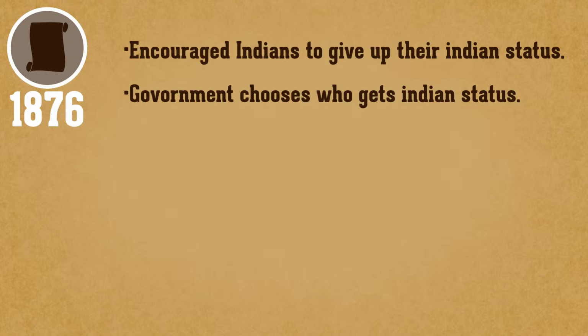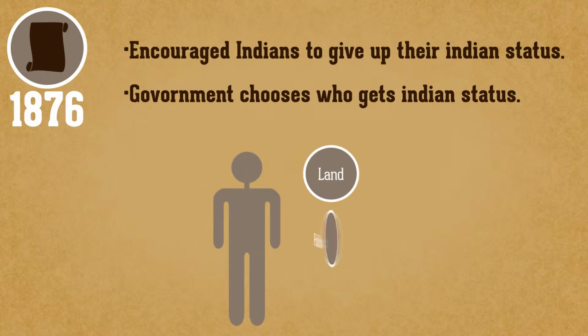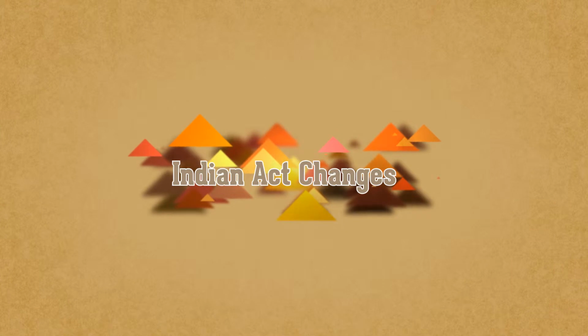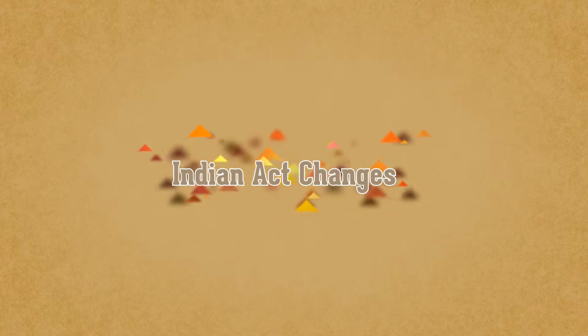The original document appointed a Superintendent General of Indian Affairs who dealt with the Aboriginal people, their land, their political system, and how the reserve land was split into sections. Over the next 100 years or so, there were many changes made to the Indian Act. Here are some of the more notable ones.